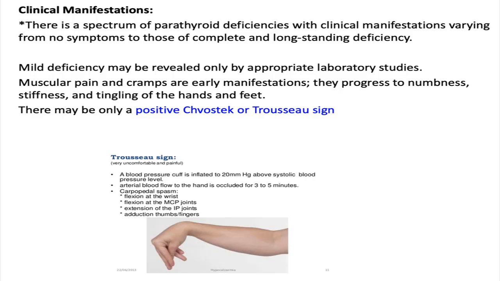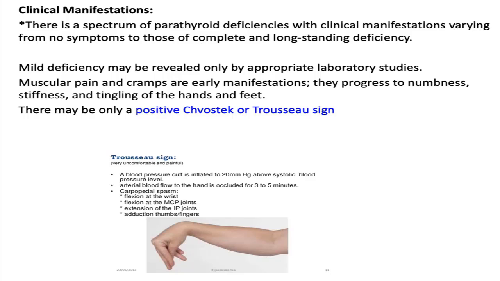Chvostek sign, as you know, is when you tap the facial nerve in the parotid region, there will be twitching and deviation of the angle of the mouth due to the stimulation. This is an early sign of latent hypocalcemia. Another sign of latent hypocalcemia is called Trousseau sign. In Trousseau sign, the blood pressure cuff is inflated to 20 mmHg above the systolic blood pressure level. Arterial blood flow to the hands is occluded for 3 to 5 minutes.